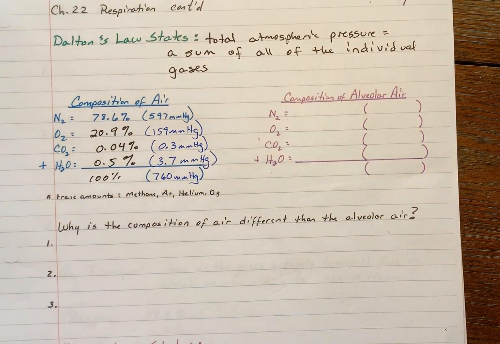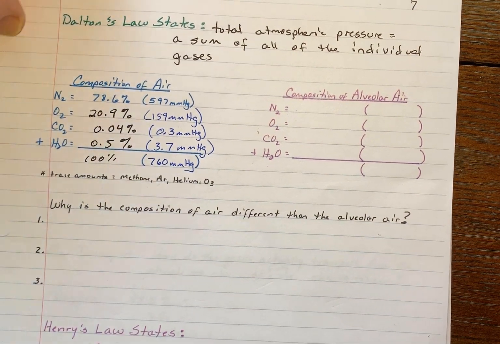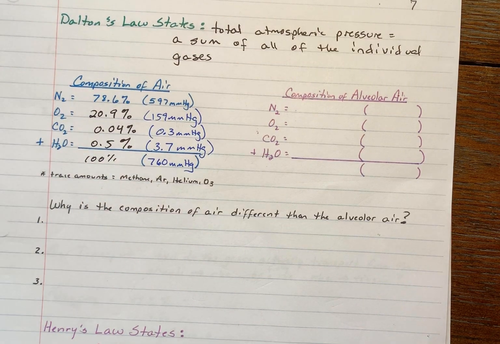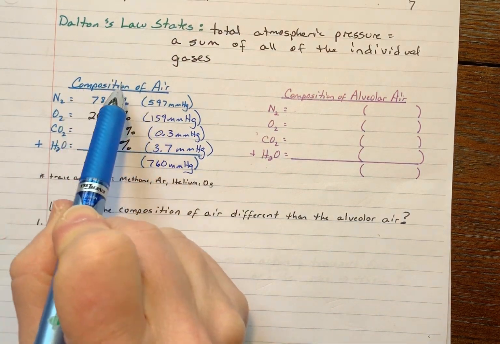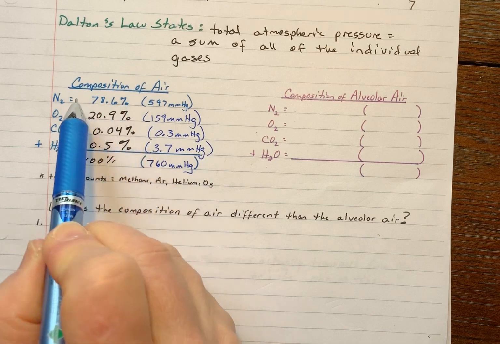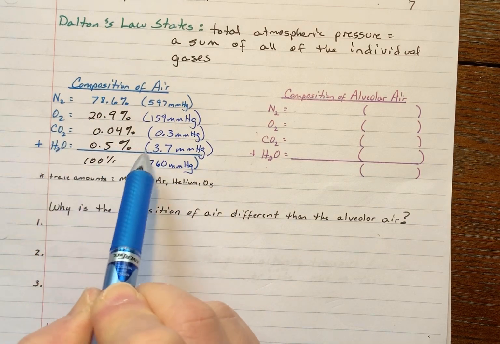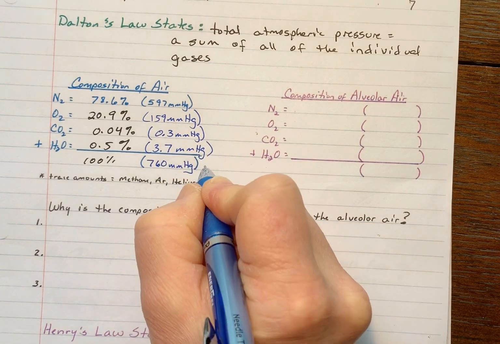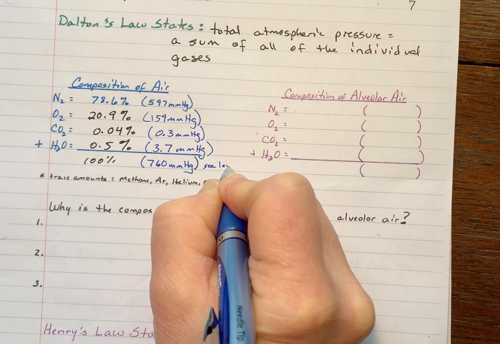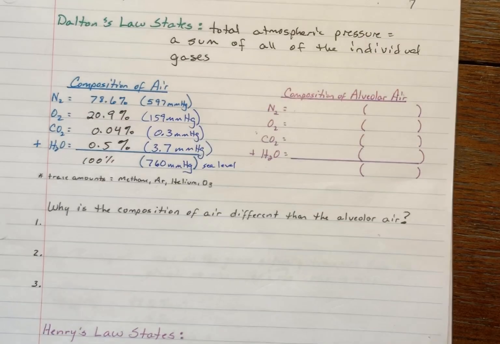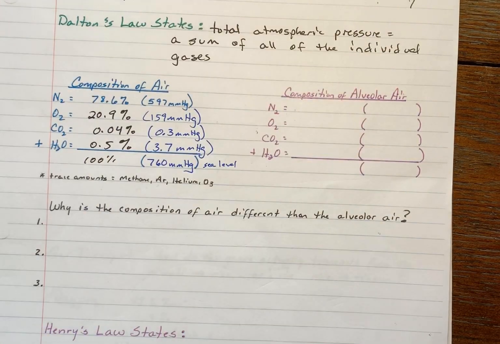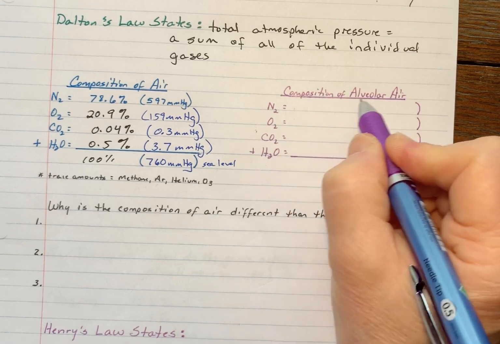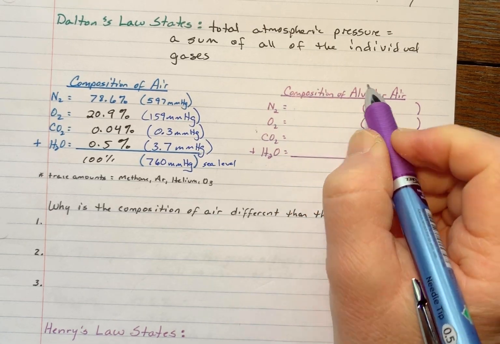So oxygen is not the most abundant gas. Nitrogen is. What do we need for all of our metabolism, all of our reactions in our body? We need oxygen. Now, this is the composition of air, and this is what Dalton said. If you add up the different ingredients, you're going to get the total sum, which is the atmospheric pressure. This is at sea level. Now, okay, breathe in air. Now, this is the air in your lungs, the alveolar air.